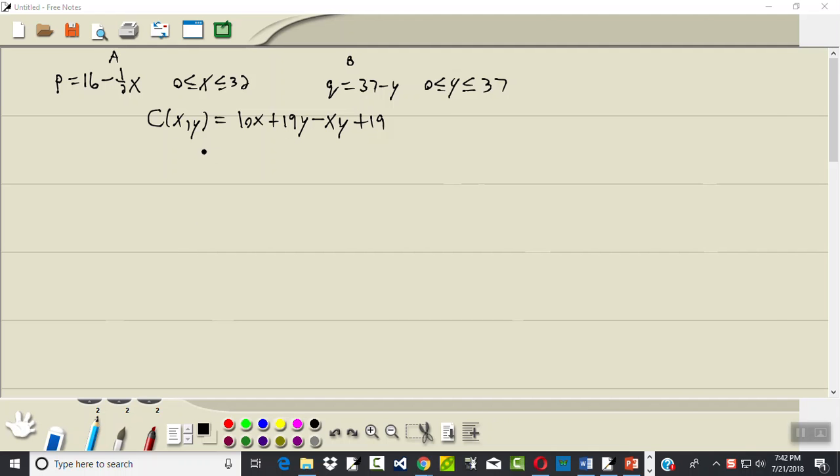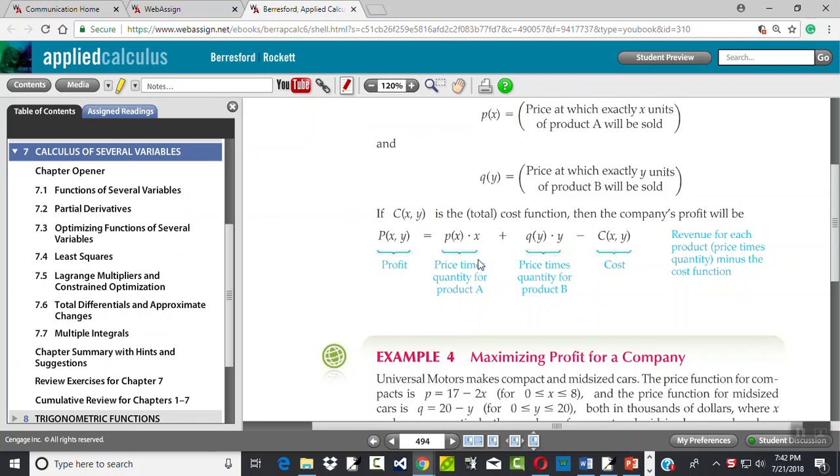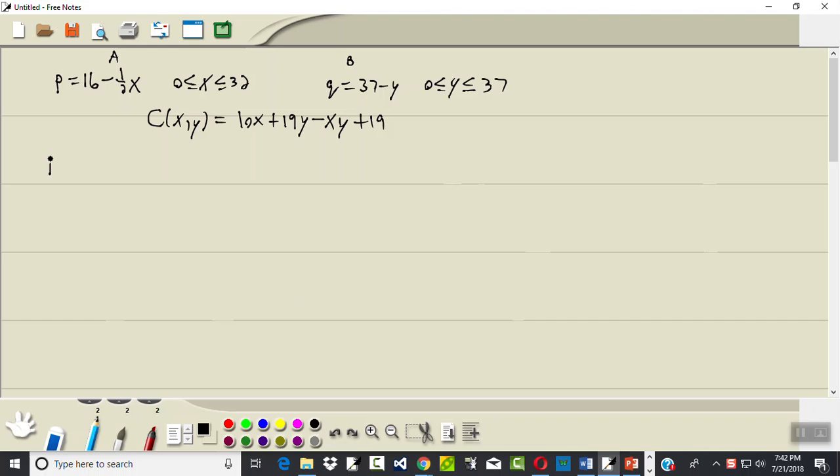Okay, let's take a look at this problem. This is following an example in the book, maximizing profit for a company. Here they give us a formula. Our profit, P of XY, is equal to P of X times X plus Q of Y times Y minus our cost function.